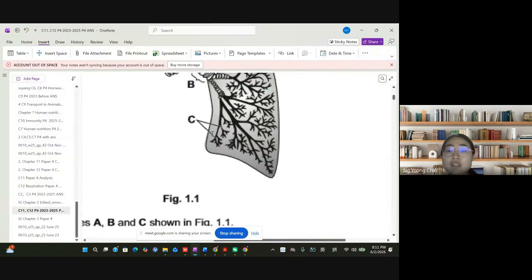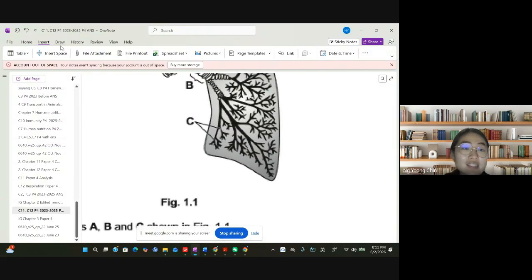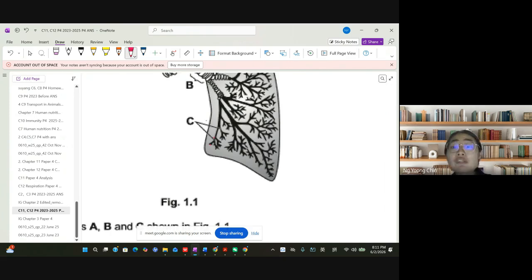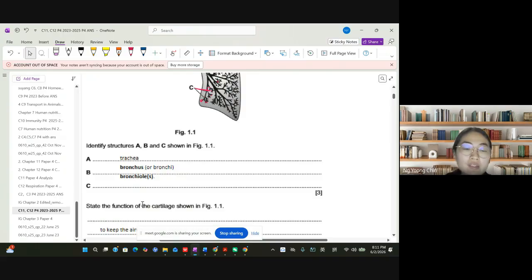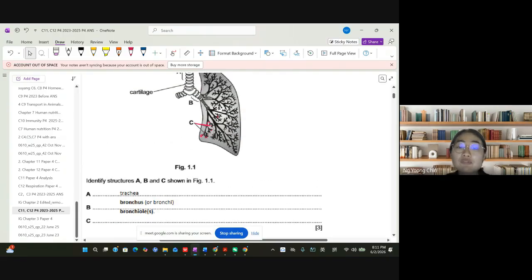Some of the students write alveolus here. They thought the C is alveolus, but it's not, because you can see they're pointing around here. So that's why this is a bronchial. After the bronchial there will be alveolus, and the alveolus is just like this, at the end part. So a lot of students write the C as alveolus, which is the incorrect answer.